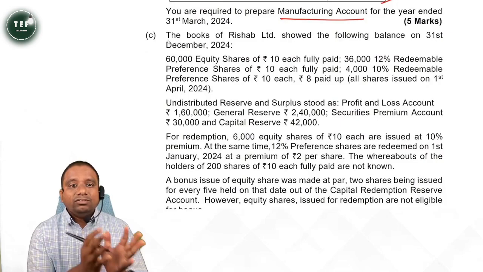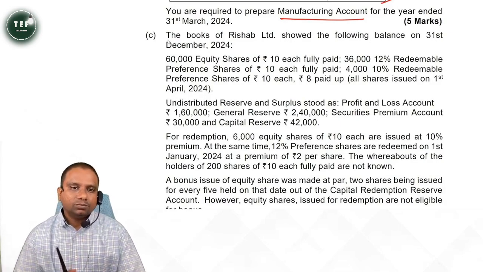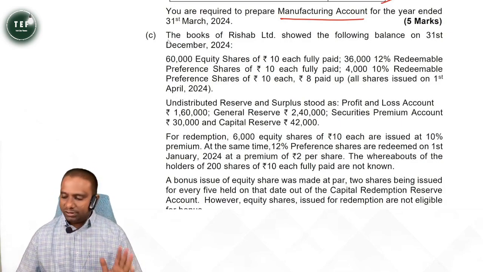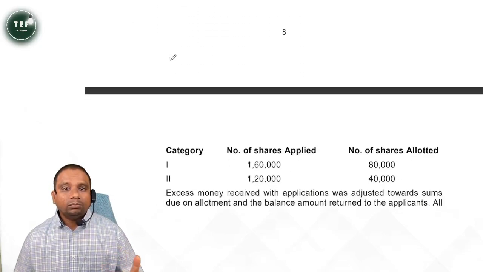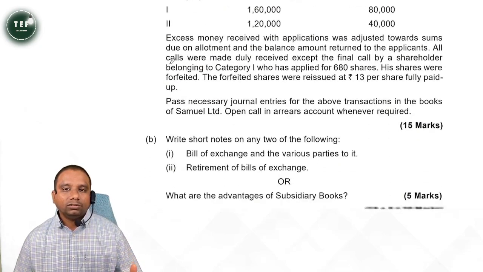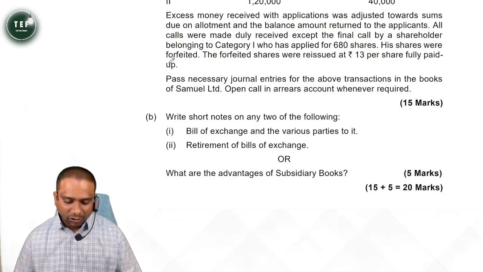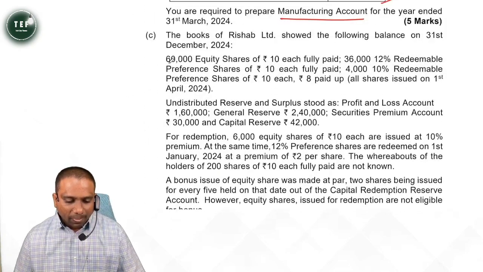Next one, 5C. 5C and 6A is for company accounts, students. Company accounts. Observe. 5C, 6A. Both are for company accounts. Do them carefully.